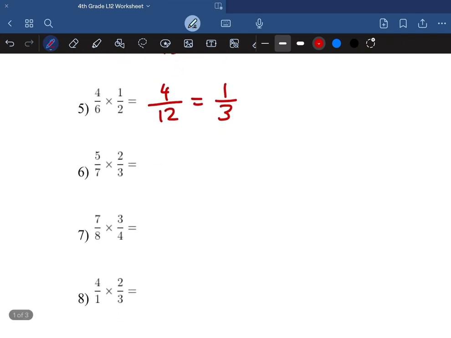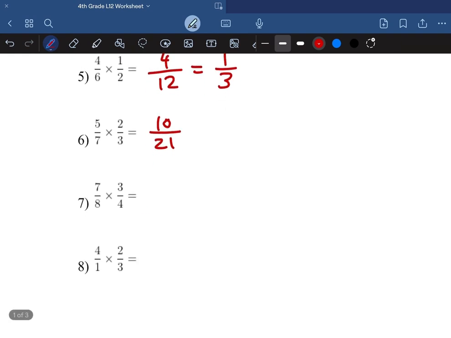Number 6, we have 1 over 7 times 2 over 3. 5 times 2 is 10. 7 times 3 is 21. And we can't simplify this anymore, so the answer is going to be 10 over 21.